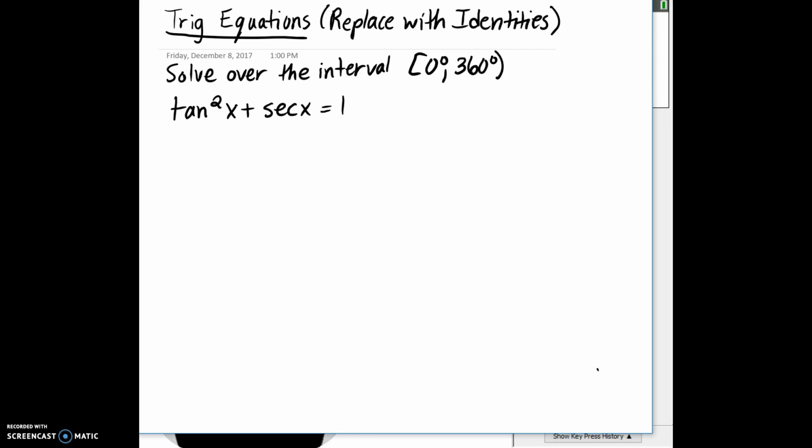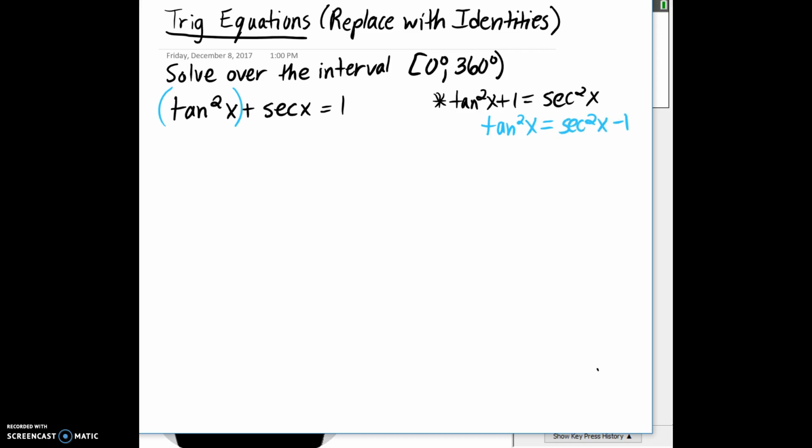All right, first thing you want to do is think about what identity connects tangent and secant. Now, could you change this into sines and cosines? Most likely, yes, you could do that. I want to think about our identity of tangent squared plus 1 is secant squared. And I want to rearrange that because I actually want to be replacing the tangent squared. So I would need to make this tangent squared is equal to secant squared minus 1.